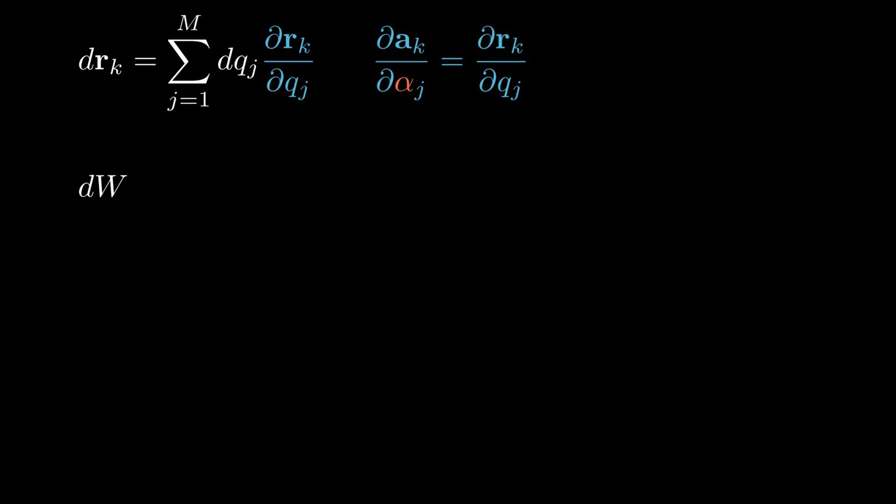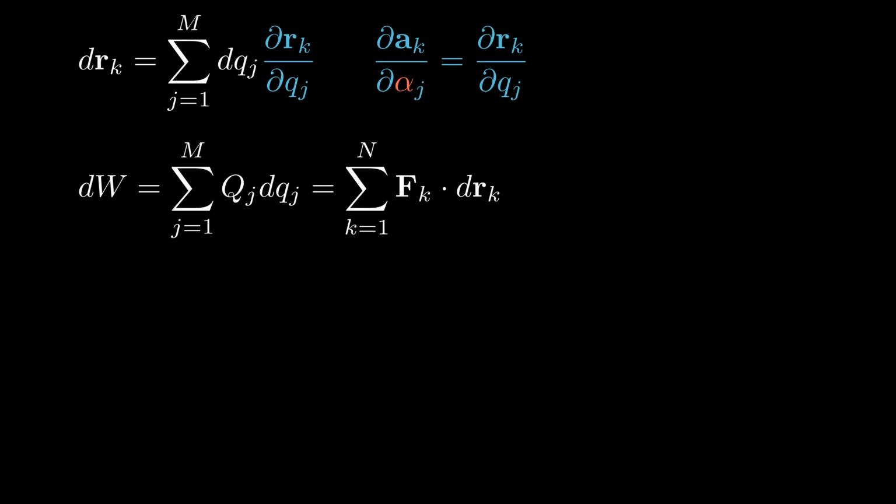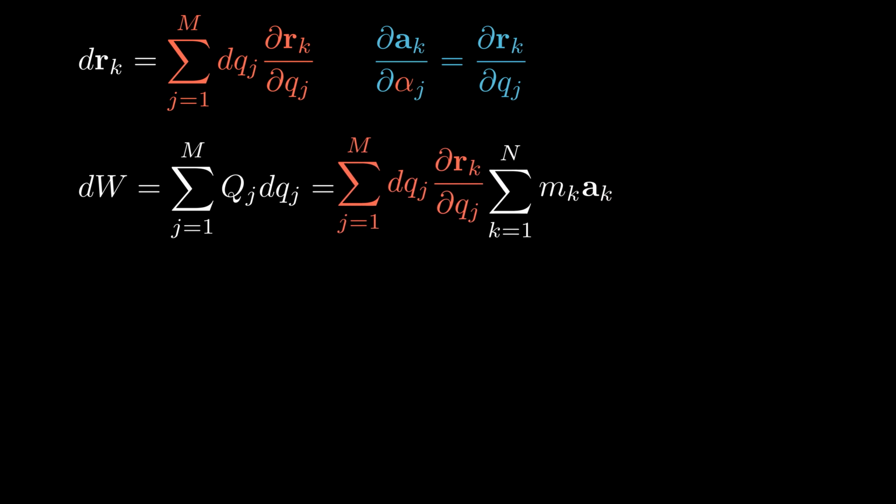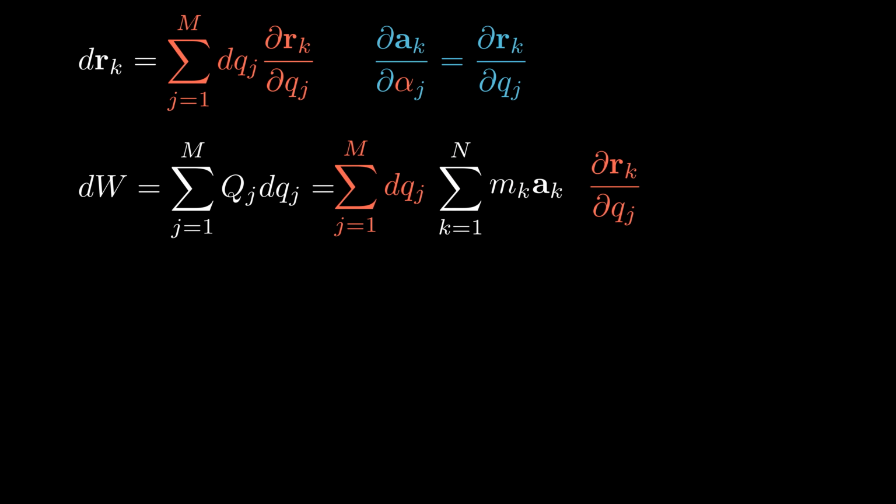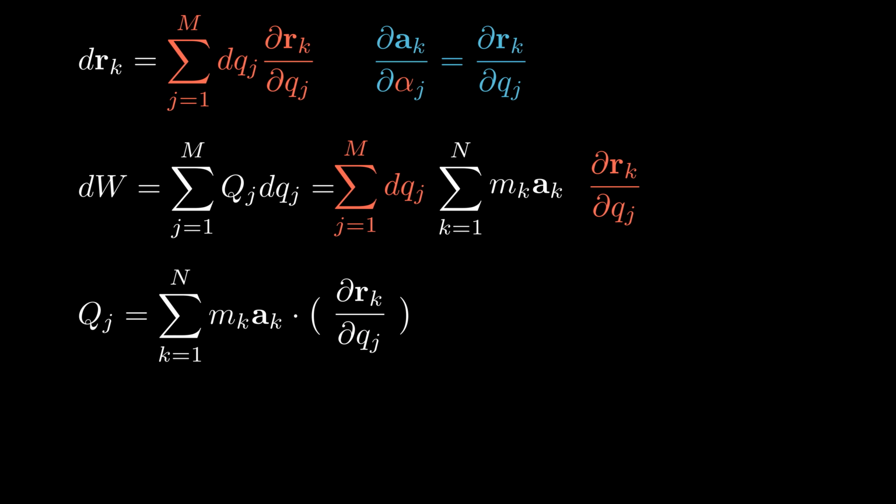To solve for the work done over a small displacement, we can say that it's the sum of generalized forces times the small change in generalized coordinates. This can equivalently be done in Cartesian coordinates. F equals ma, so we make that substitution. And let's also substitute the small Cartesian displacement with the above expression. We can manipulate the sums, and we now have an expression for the generalized force.